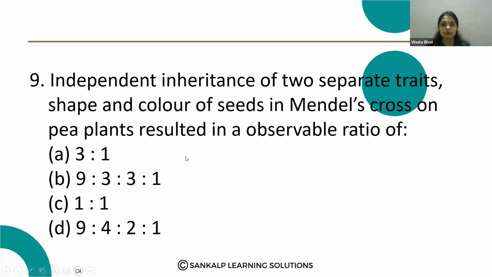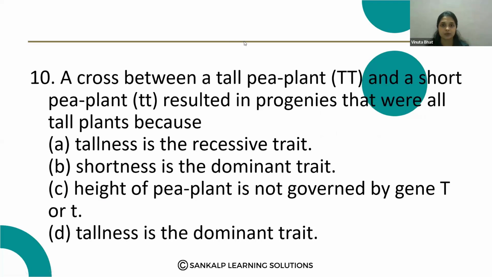Independent inheritance of two separate traits, shape and color of seeds in Mendel's cross on pea plants, resulted in an observable ratio of, that is for two separate traits, 9 is to 3 is to 3 is to 1. Next question.